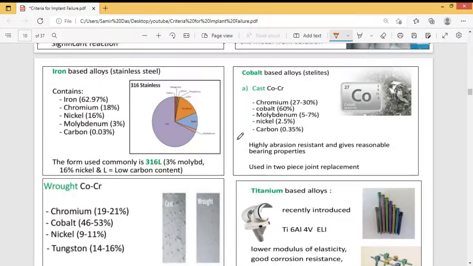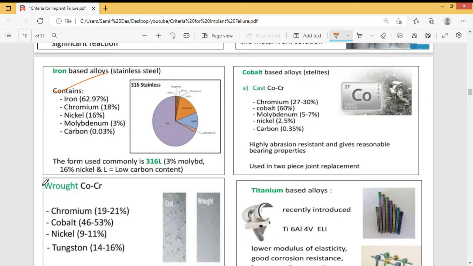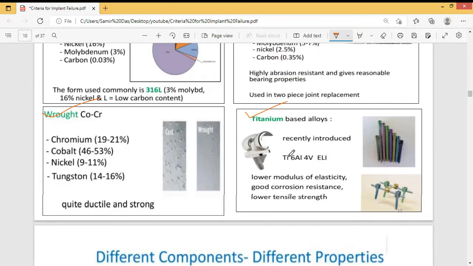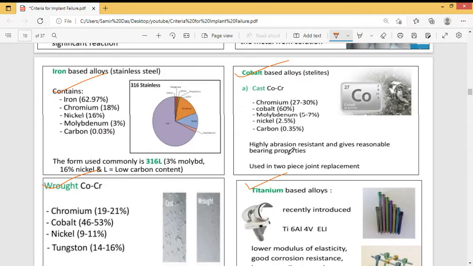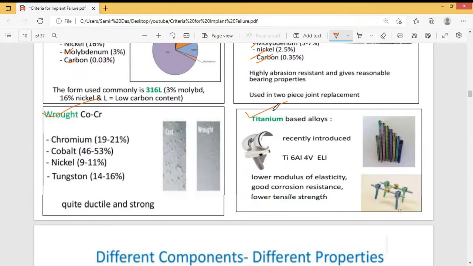Now we come to another part. What materials do we commonly use for tissue implants? First is stainless steel, second is wrought cobalt chromium, third is cobalt, and last is titanium based alloy. In iron based stainless steel, iron is most of the content, then chromium, nickel, molybdenum and carbon are present. In cobalt based alloys, chromium, cobalt, molybdenum, nickel and carbon are present.